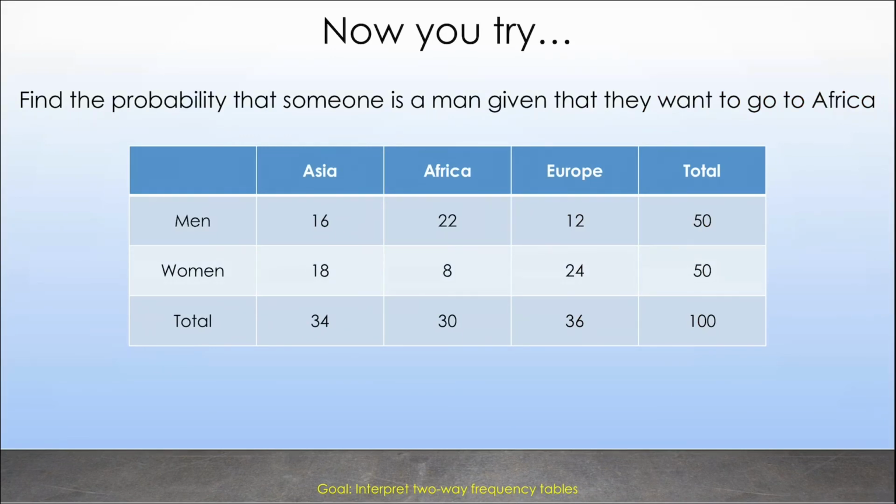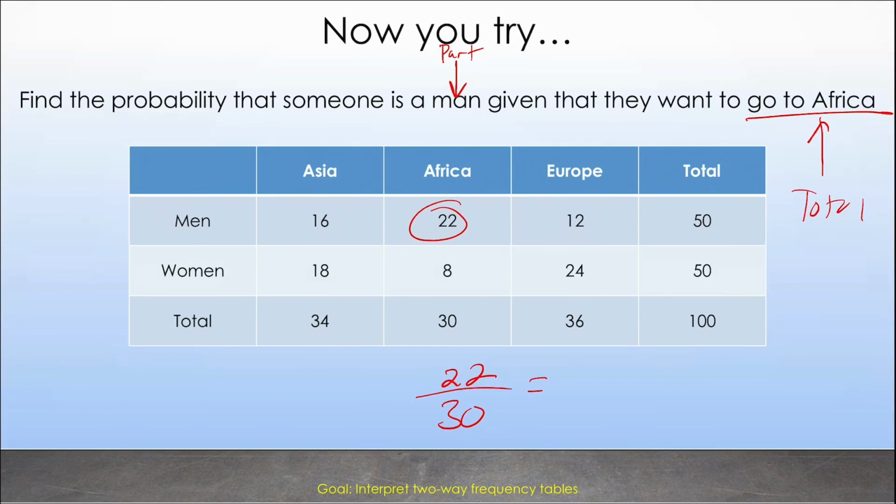Next is find the probability that someone is a man given they want to go to Africa. So a man here, this is the part, and go to Africa, this is my total. A man that wants to go to Africa is 22, and my total is 30. I'm going to type that into my calculator: 22 divided by 30. We'd say there is a 73% chance that if you ask someone that wants to go to Africa, they'll be male.